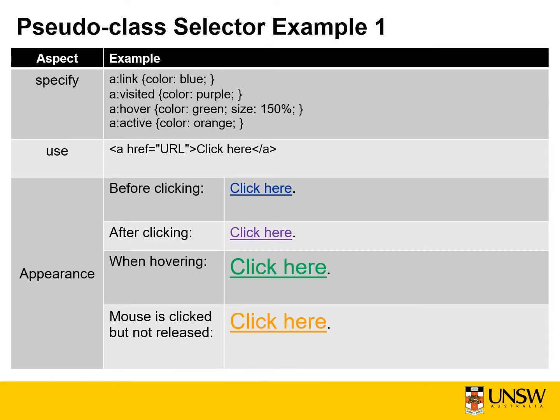Just to refresh your memory, pseudoclass selectors apply their style on a certain state of a tag. In this example, we use 4 pseudoclass selectors for a tag to change the color of the hyperlink text based on different states. The a tag text color will be blue before users click on it, but it will be purple after clicking. When users hover the mouse on the text, it goes green, and when the mouse is clicked but not released, it goes orange.